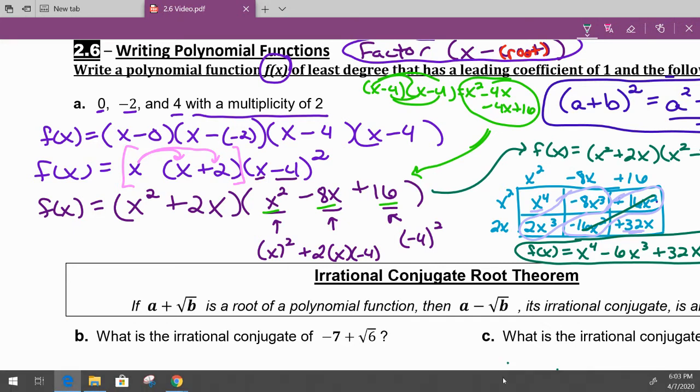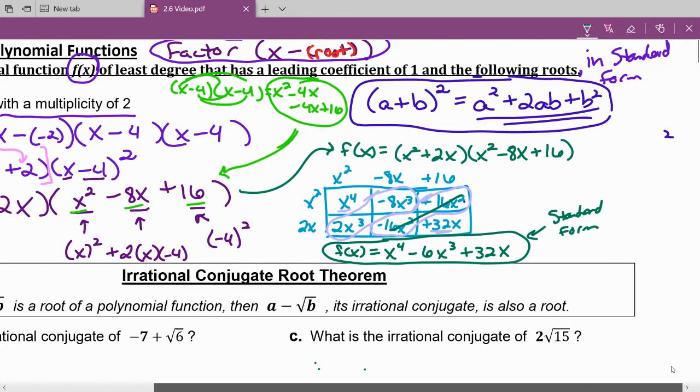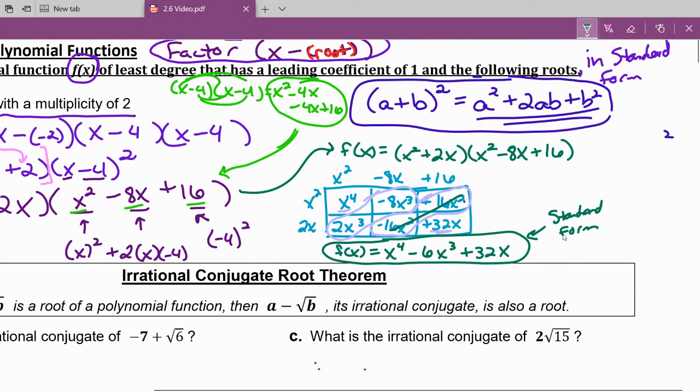Why does this thing not want to cooperate? There we go. And we get this final answer.